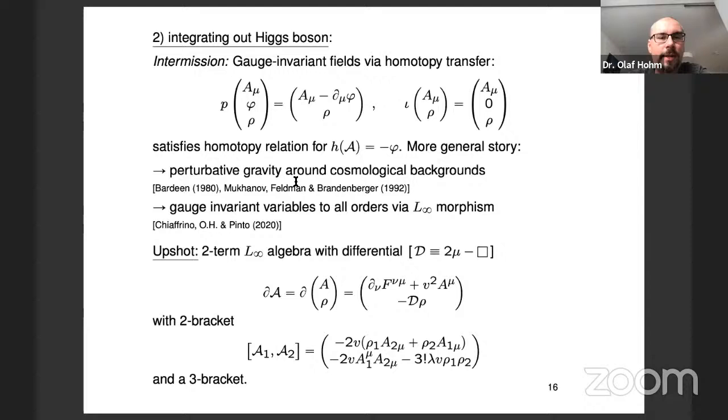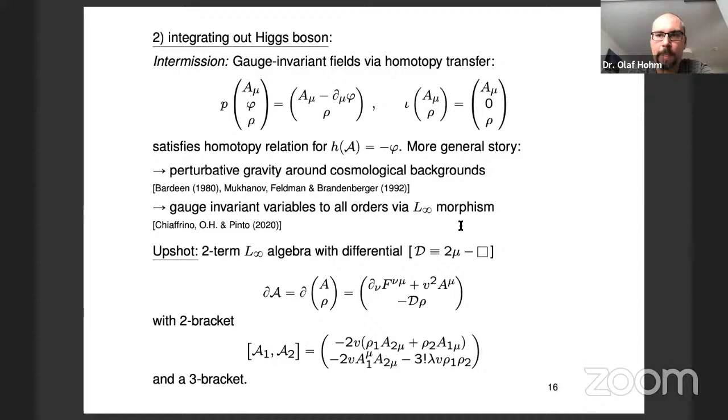But in gravity, actually, a similar application works well in the context of cosmological perturbation theory. There, the use of gauge invariant variables is somewhat popular, which was pioneered by Bardeen in the early 80s, and there's the classic review by Mukhanov et al. In the free theory, they showed how to reorganize the field in cosmological perturbation theory in a gauge invariant way. And using a similar interpretation of homotopy transfer, we showed recently how this can be extended to all orders in fields. So you can think of building gauge invariant variables to all orders by a homotopy transfer and using the corresponding L-infinity morphism. That seems to me a cute new application for homotopy transfer, which is a much more sophisticated version of this simple effect here. Anyway, so this was just an intermission.